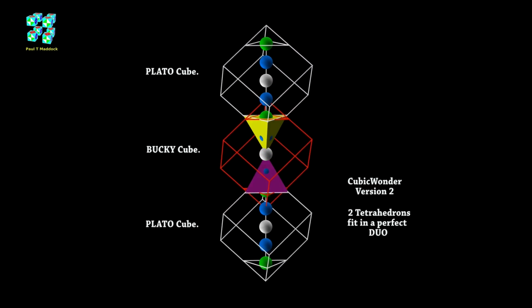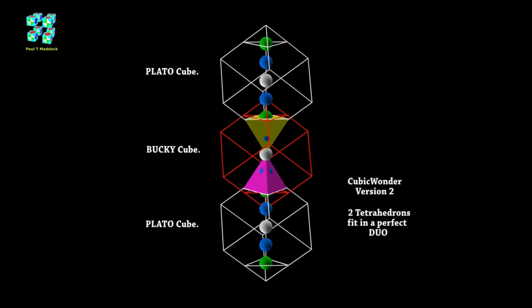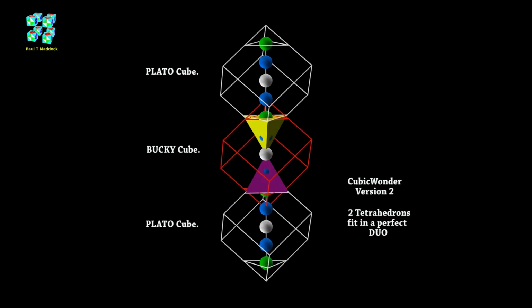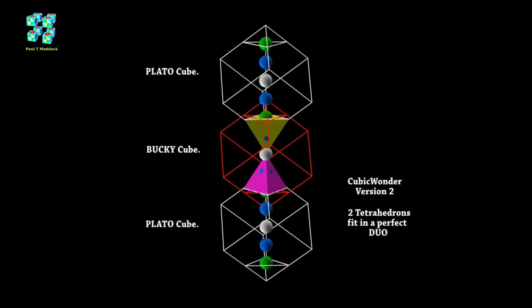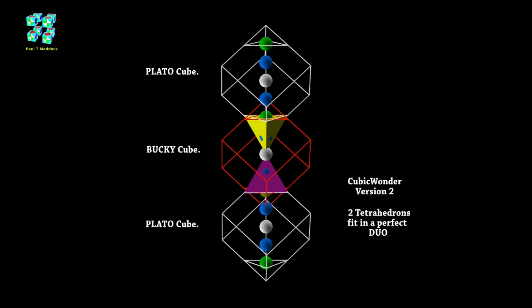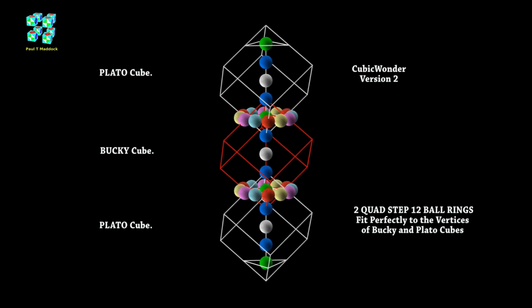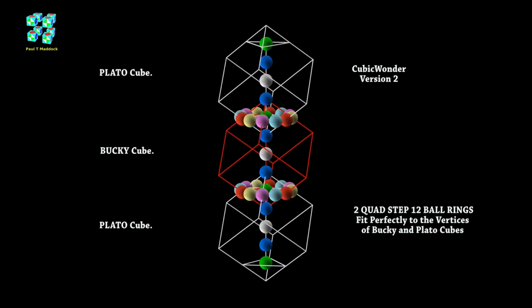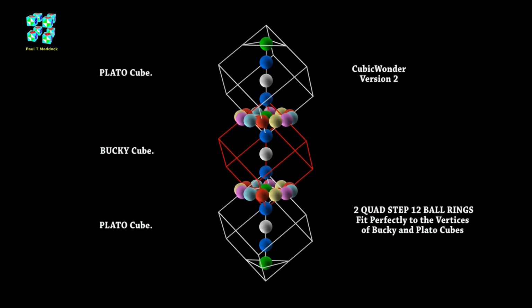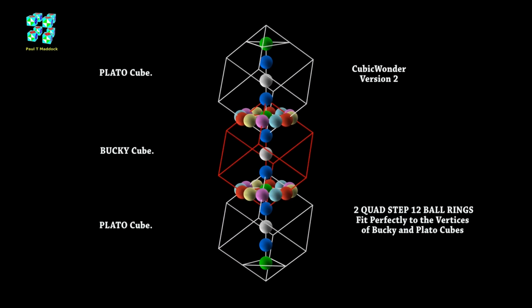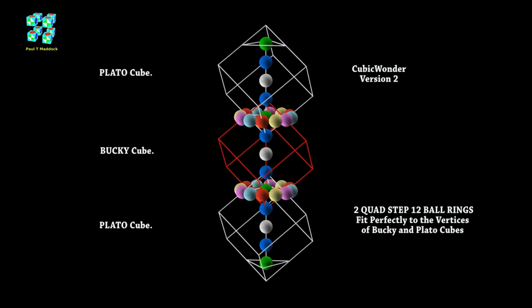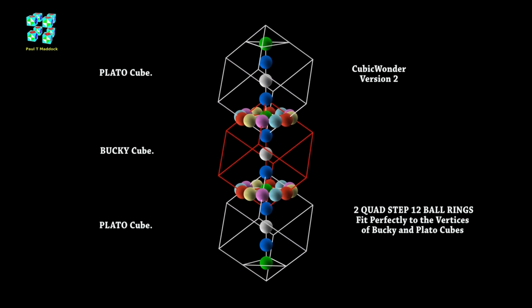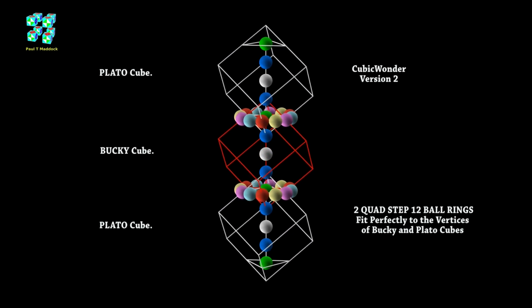Now I think we have a very interesting arrangement here. I'm going to add two 12-ball quad step rings. Now you probably see what I'm getting at. Maybe we've got H2O geometry here. Now what I'm going to do is zoom in on that part of the geometry.